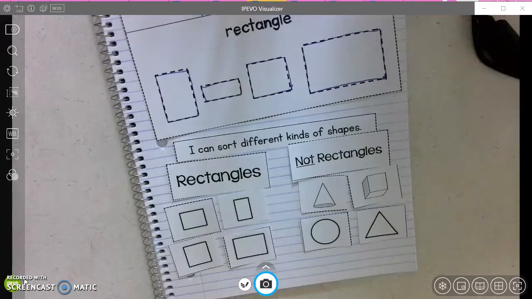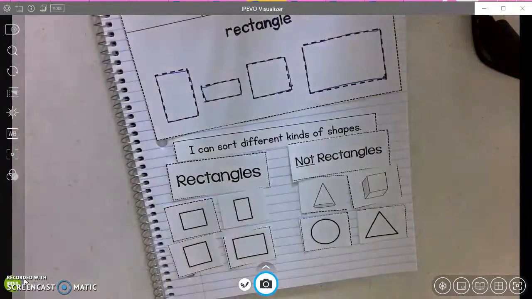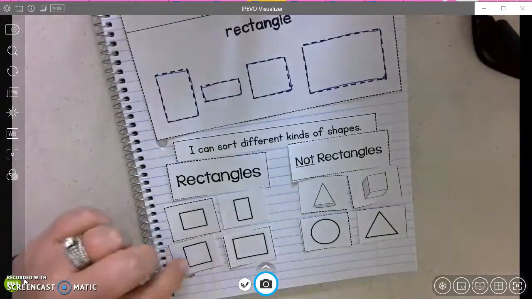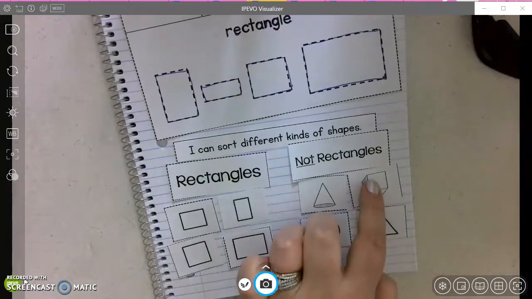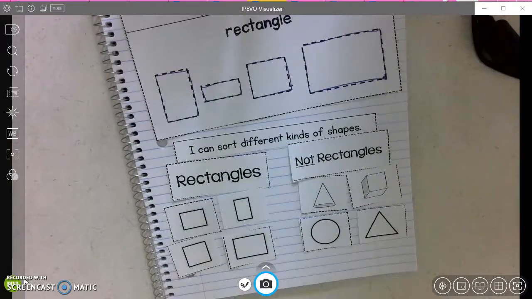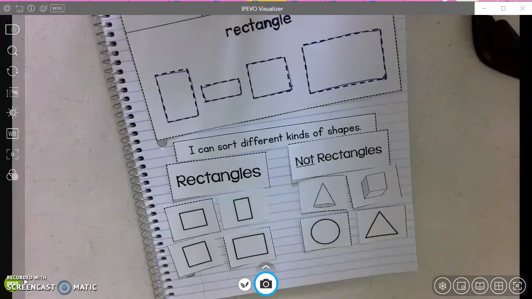Great job sorting your rectangles and shapes that are not rectangles. You guys did a great job. And I know that it is a little bit confusing with squares, but you just have to remember that with rectangles, they have to have 2 sets of equal sides. Okay? And then this one is not a rectangle because it has more than one face. It's not a 2D shape. This is a cube. It's a cube. A dice or an ice cube.